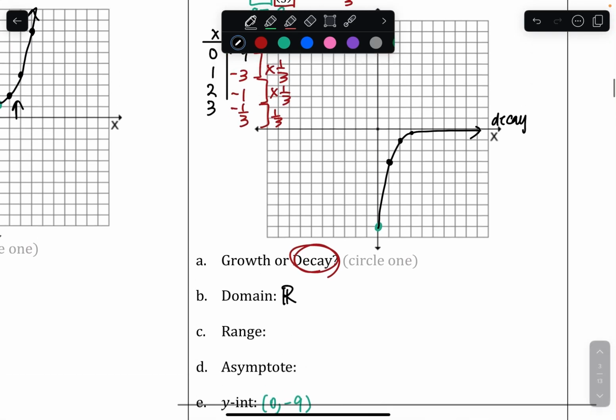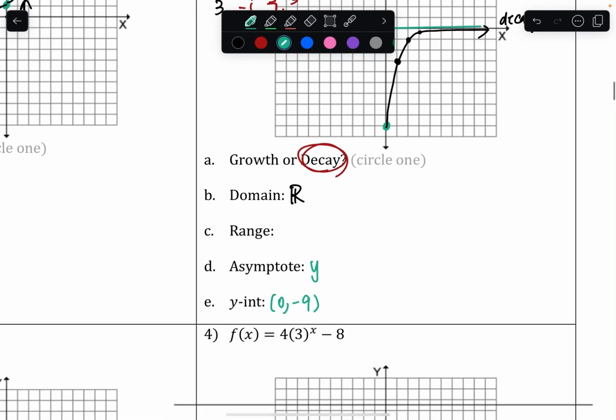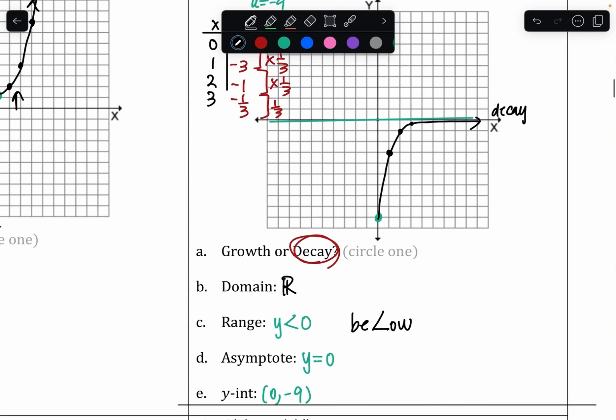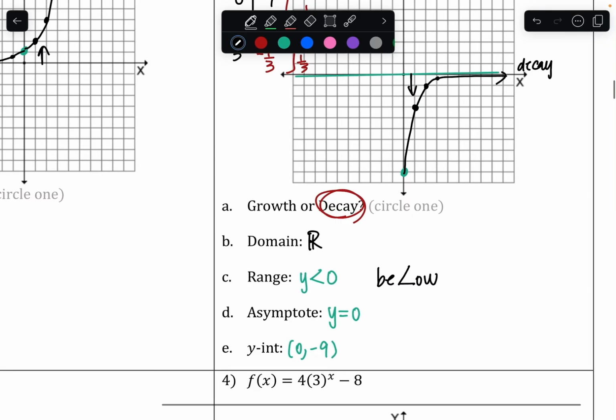Okay, and so our domain, all real numbers. And then our range, this time we see the asymptote at 0, but we are below it. So we still have the asymptote at 0, but because we are below it, we're going to use a less than sign. So what I like to do is I like to write the word below with a less than sign, because anytime you're below, you want your less than sign.